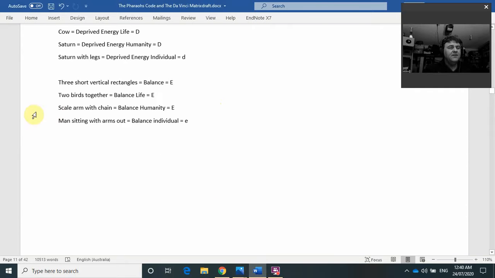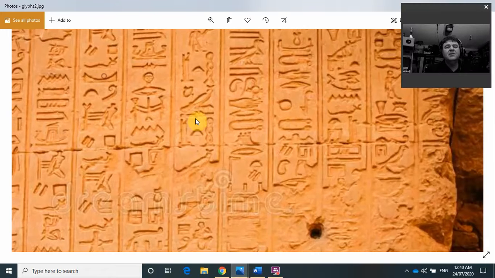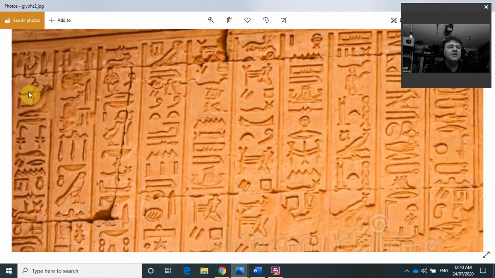And for an individual, a balanced individual, we are looking for a picture of a man or a person who is sitting on the ground. And there's one up in the corner here. It's a bit damaged, but you can see sitting on the ground, legs apart, arms outstretched to the side. Right? Very low center of gravity, very balanced position.